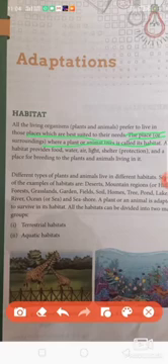Where we are living, that place should provide us food, water, air, light, and shelter. Because we all are dependent on plants and animals, that place should be best suitable for the breeding of plants and animals living in it. So these are the conditions that must be present in that place where the organism can live.